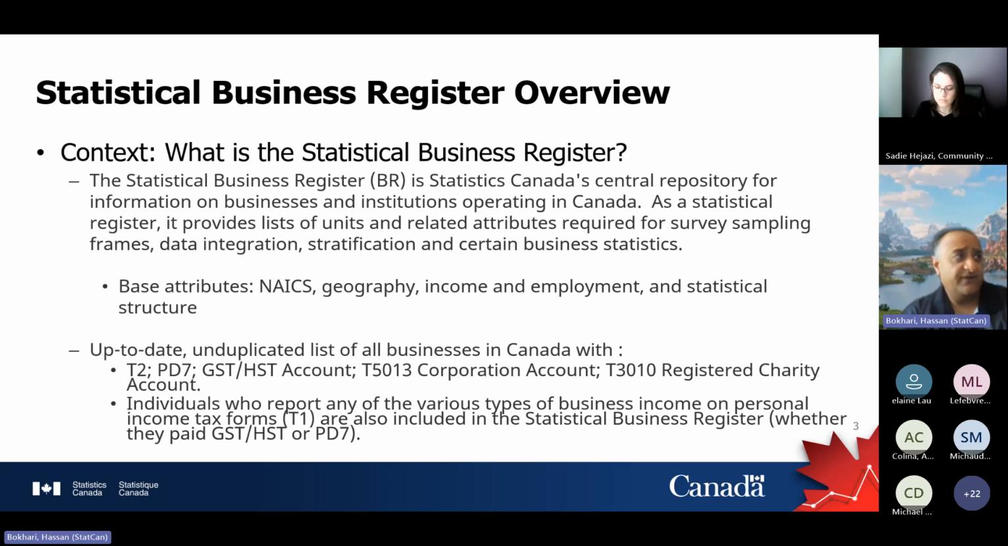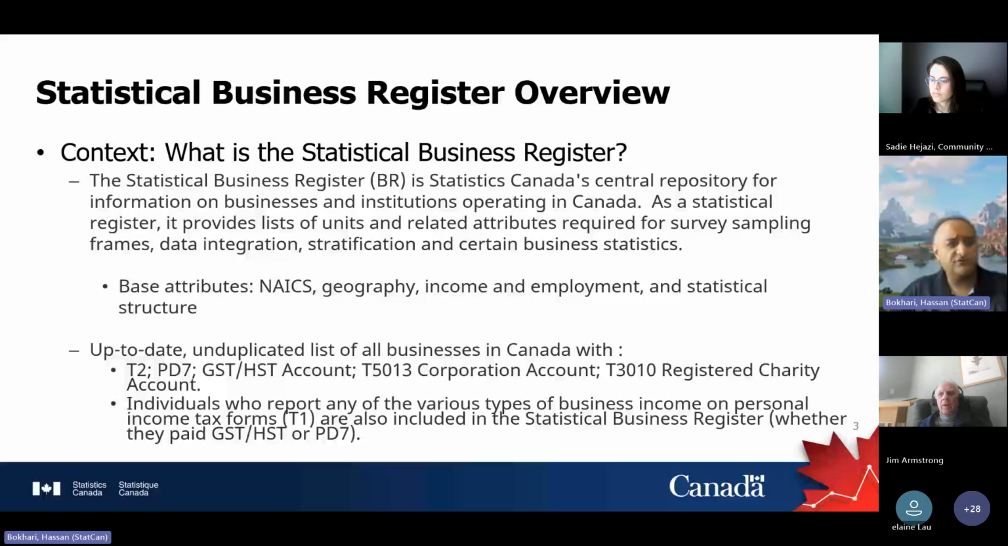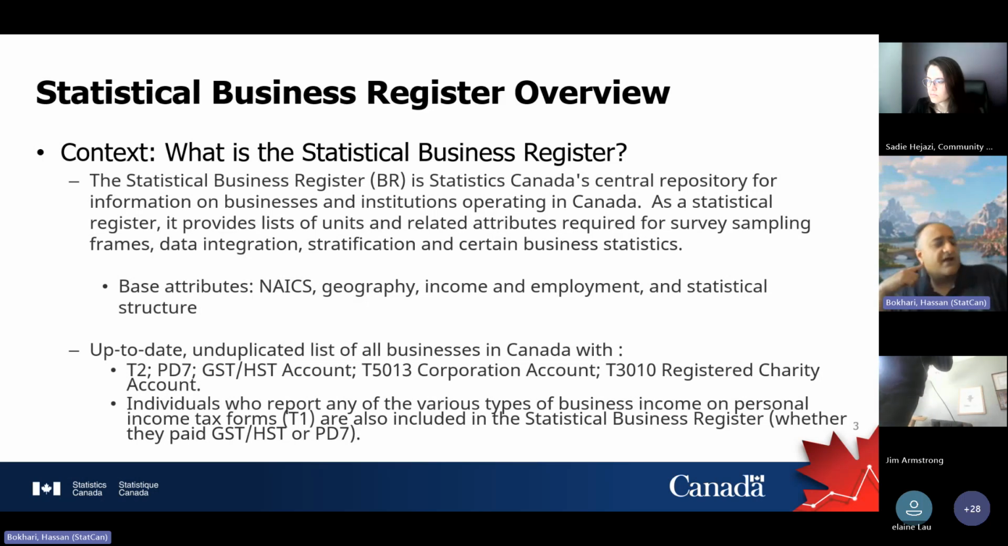So it's an up-to-date, unduplicated list of businesses in Canada with the T2, the PD7, which is the payroll deduction, and then they have GST, HST accounts, the T5013 partnership account, the T3010 registered charity account, and individuals report on the various types of businesses' income on personal income tax forms, the T1, which we're all familiar with. And also included in the statistical business register, whether they pay GST, HST, or are on PD7.